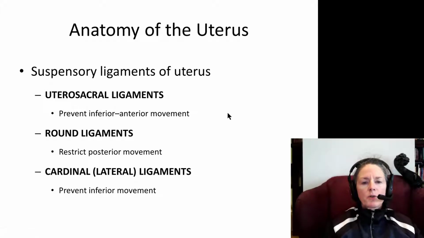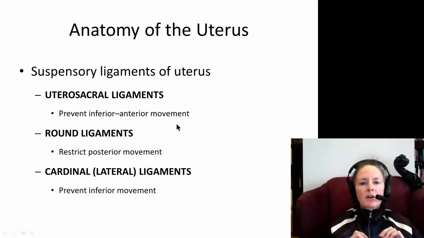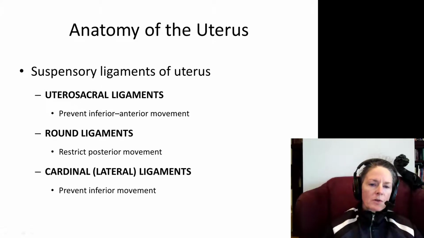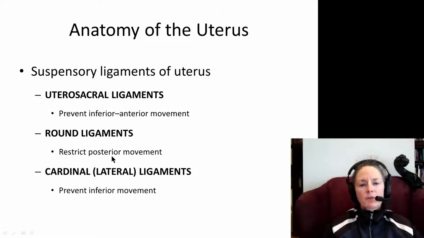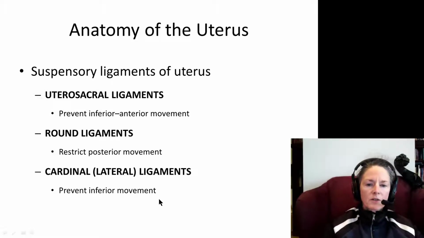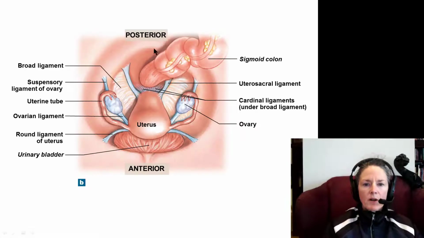We've got uterosacral ligaments that are going to prevent inferior and anterior movement. And we're going to have round ligaments that are going to restrict posterior movement, and cardinal ligaments, which are also going to prevent inferior movement. So if we look at where these things are, here's the uterosacral ligament. Now, mind you, we're looking down. Here's the anterior part. Here's the uterus over the bladder. It's anteroflexed. Posterior, here's the rectum. Here's the last part of the sigmoid colon.